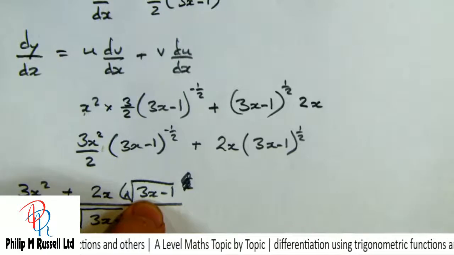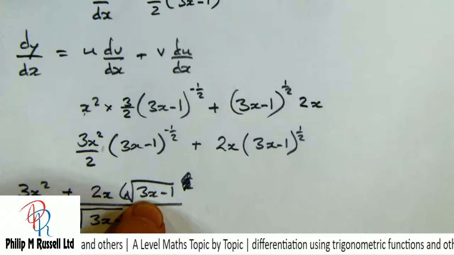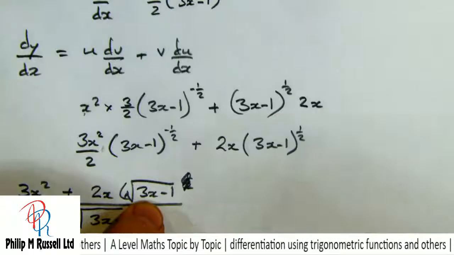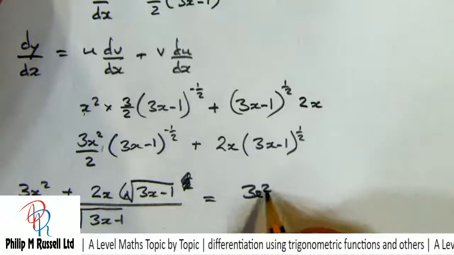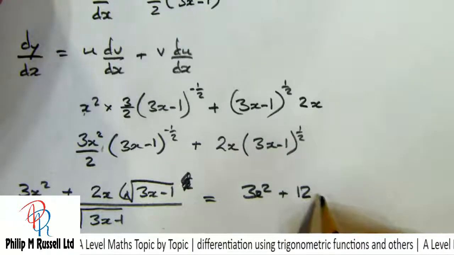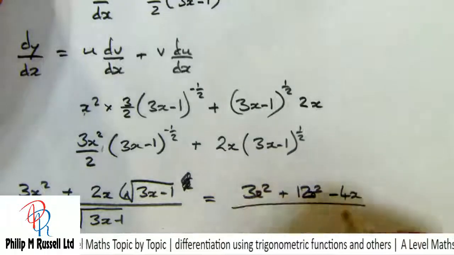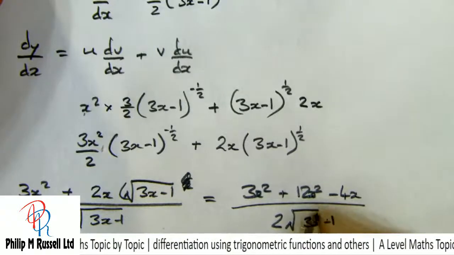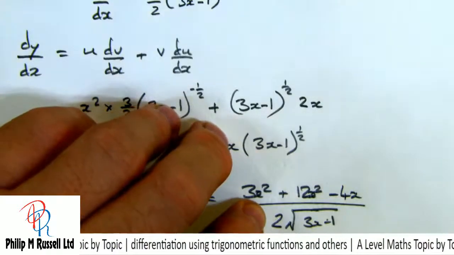Yeah, I suppose I can put that back in there. That's going to give me then 3x squared plus, that would be 12x squared minus 4x all over 2 root 3x minus 1. That's going to give me 15x minus 4.